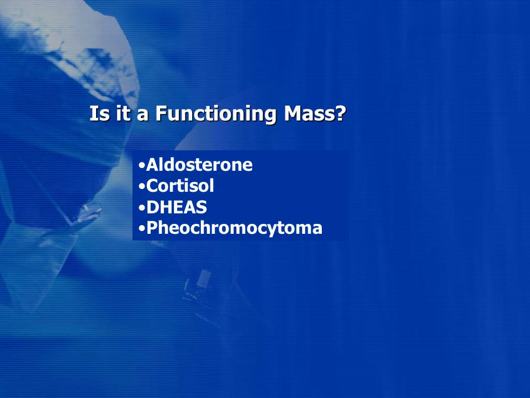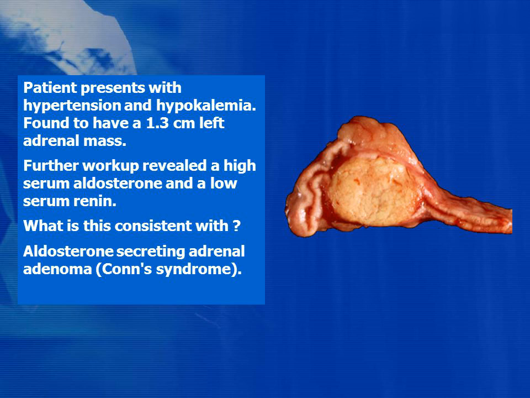Is it functioning? Aldosterone, cortisol, pheochromocytoma. A patient presents with hypertension and hypokalemia and is found to have a 1.3 cm left adrenal mass. Further workup revealed a high serum aldosterone and a low serum renin.